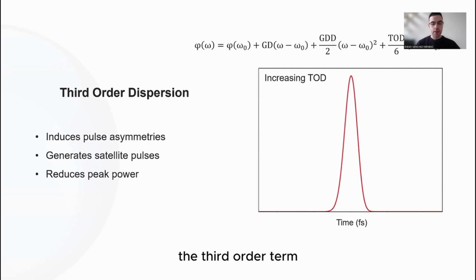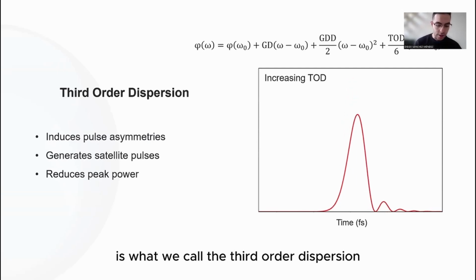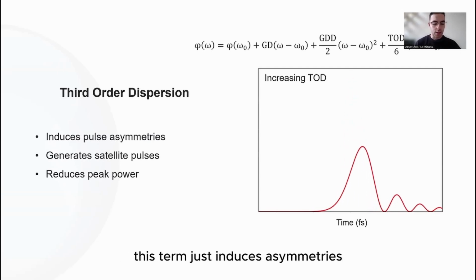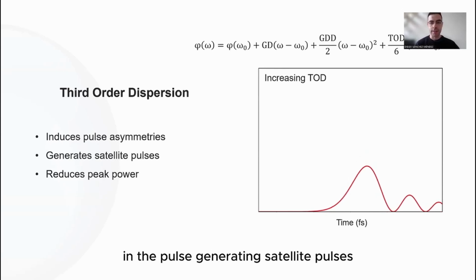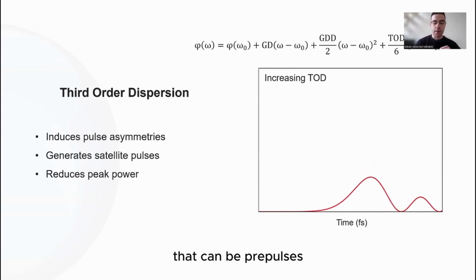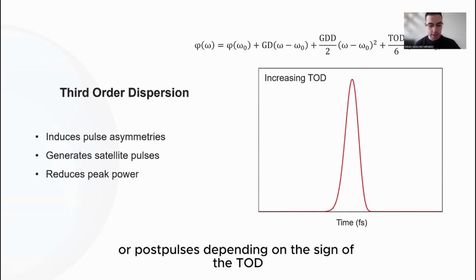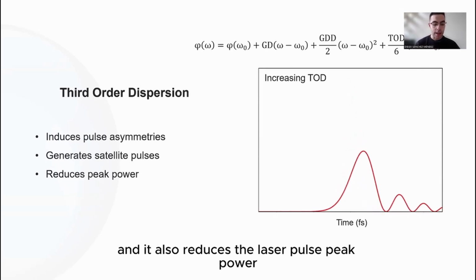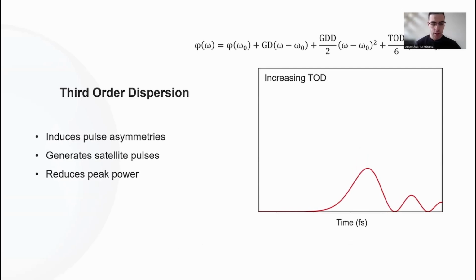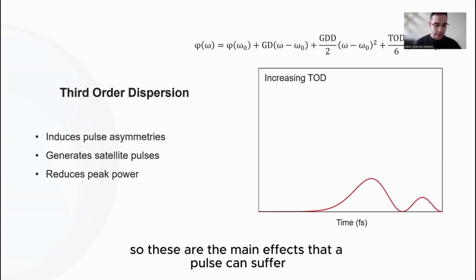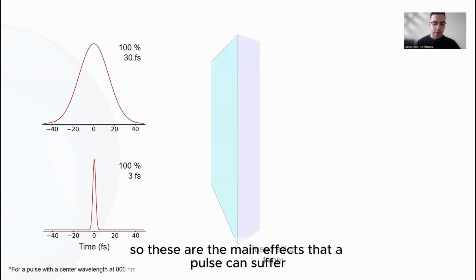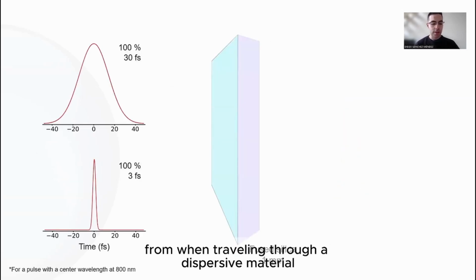The third order term is what we call the third order dispersion, or TOD. This term just induces asymmetries in the pulse, generating satellite pulses that can be pre-pulses or post-pulses, depending on the sign of the TOD. And it also reduces the laser pulse peak power. So these are the main effects that a pulse can suffer from when traveling through a dispersive material.